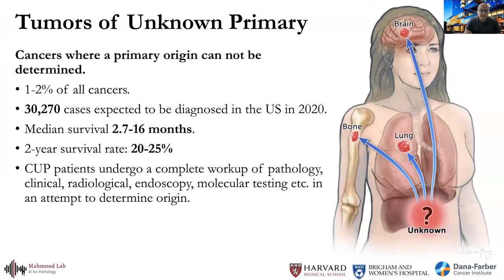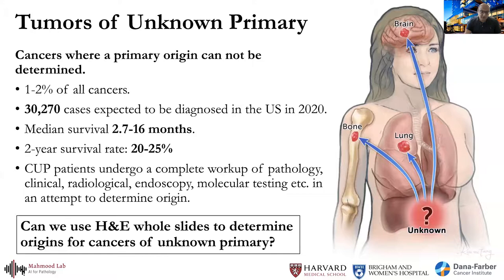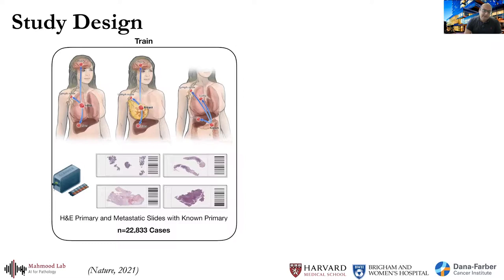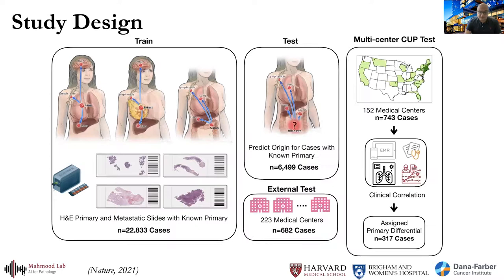We targeted the problem of tumors of unknown primary, for people who don't know. When cancer metastasizes from one region and moves from one organ to the other, sometimes it becomes unclear where the primary tumor is, and the treatment is typically based off of the primary tumor, so identifying the tumor origin has a lot of value. So we used about 22,800 cases for training spread across 18 common cancer origins. We tested it on a held out test set of about 6,500 cases, on an external test set of about 680 cases, and then eventually on CUP cases that were submitted from over 150 medical centers across the US, and 317 of those cases had a primary differential assigned.